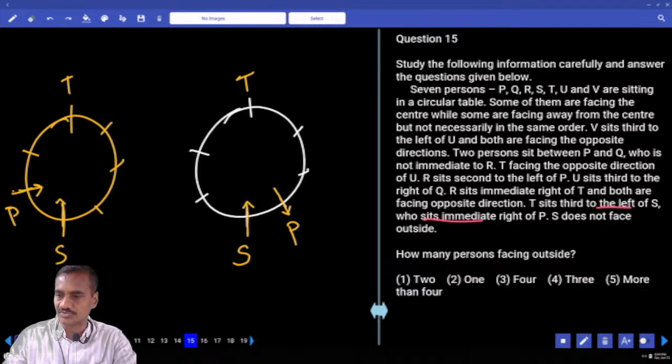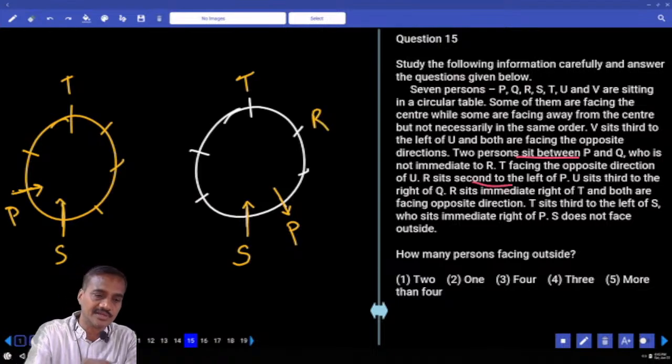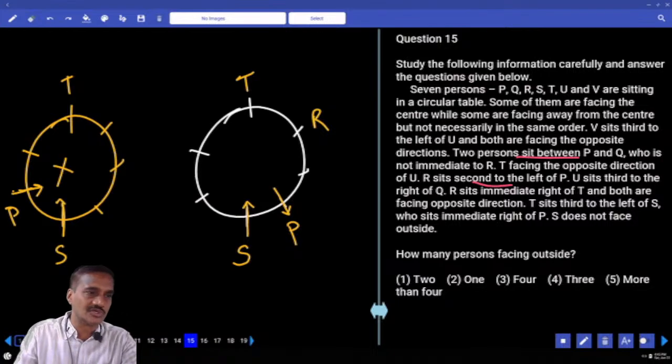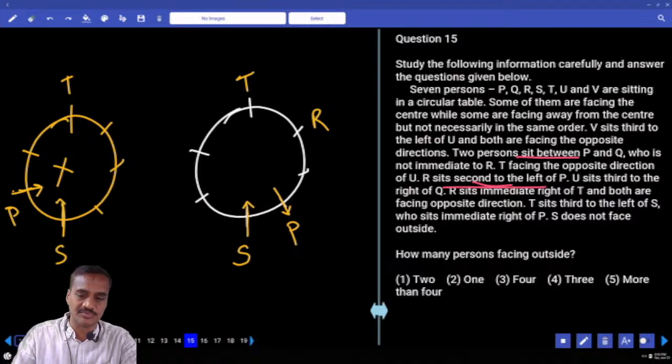Then next one coming. 2 persons between P and Q, and R sits to the immediate right of T, and both are facing opposite. R is to the immediate right of T, and R sits second to the left of P. R is seated second to the left of P. This case is not possible. R sits second to the left of P, that is crucial information.